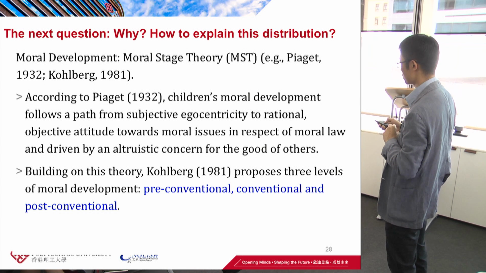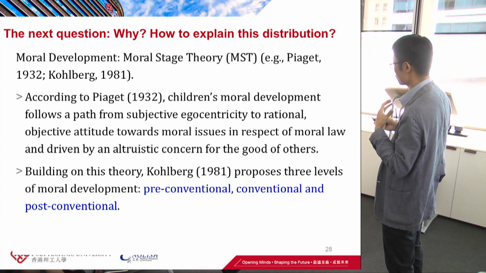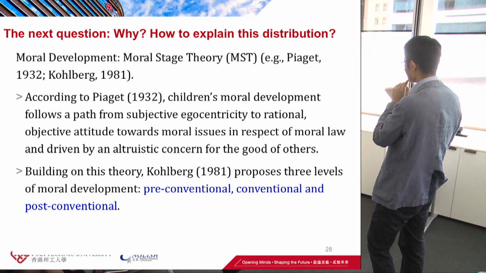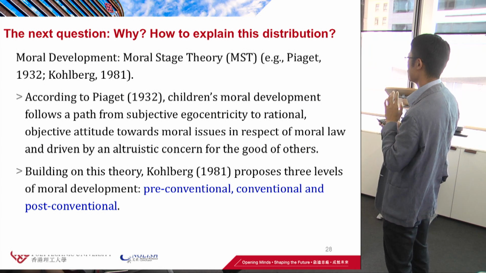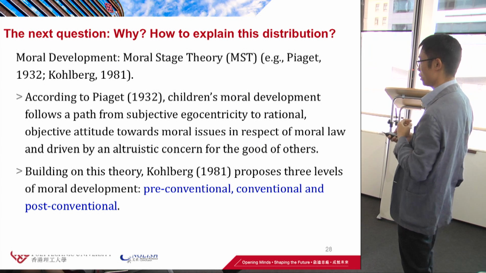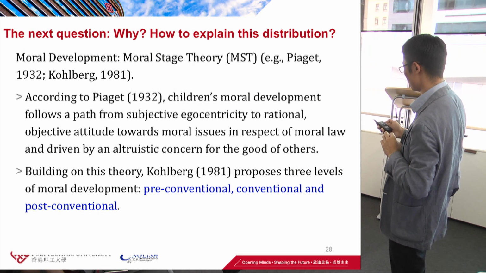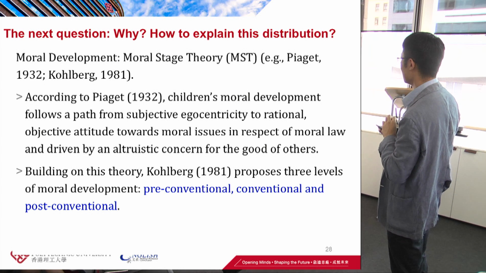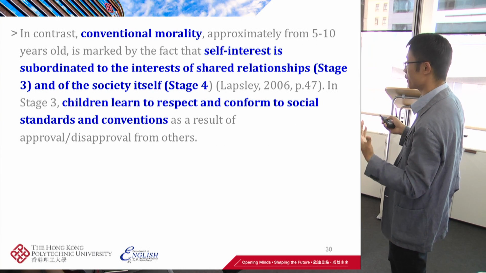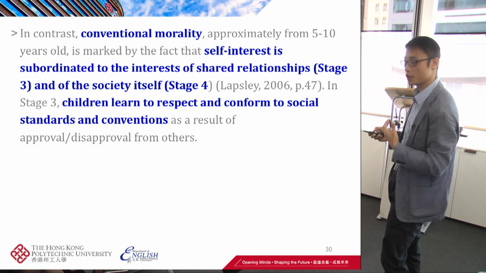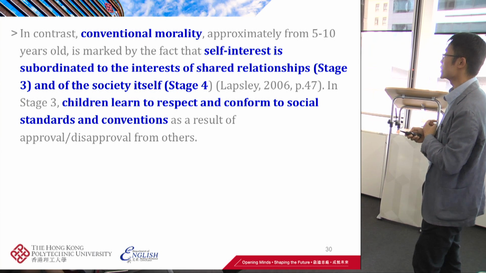I'm sure you're all familiar with this moral stage theory. Children's moral development, right, from being selfish, egocentric, whatever, to rational, objective attitudes towards moral issues in respect of moral law, and driven finally by the social, the altruistic concern for the good of others. So then his follower, Kohlberg, has these 3 stages: pre-conventional, that's the selfish, self-centered stage, and then conventional, where self-interest is subordinated to the interest of shared relationships and then of the society itself. So children learn to respect and conform to social standards and conventions.